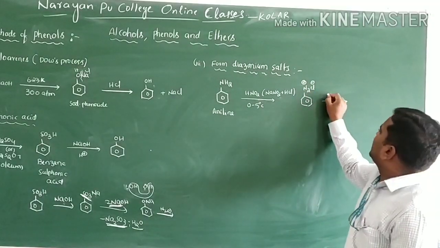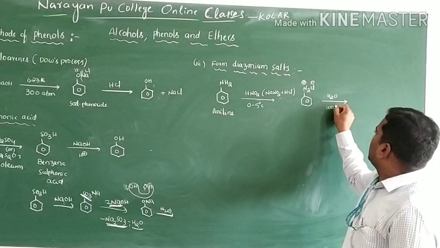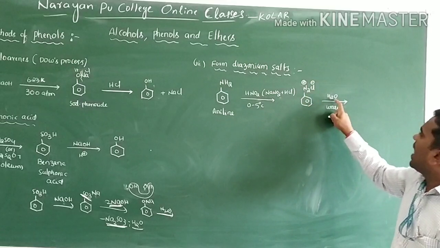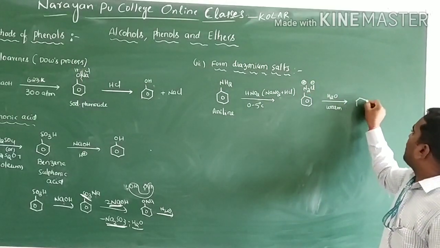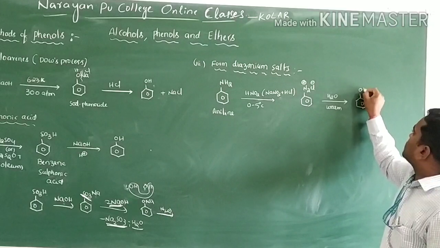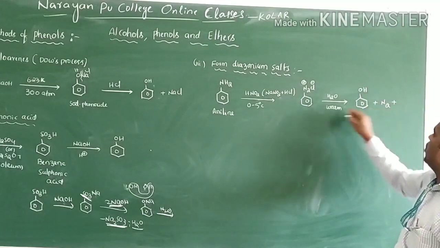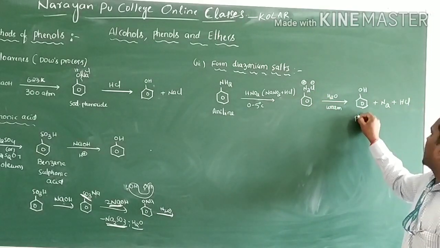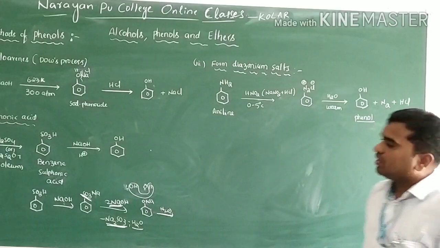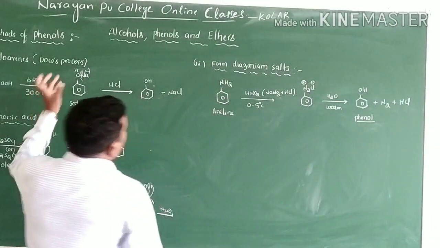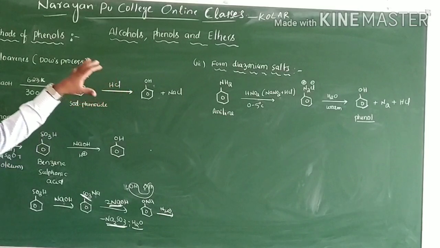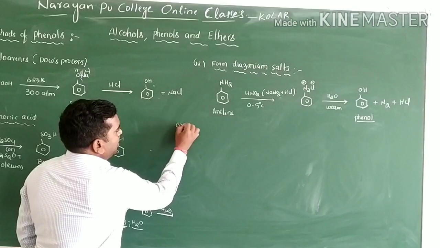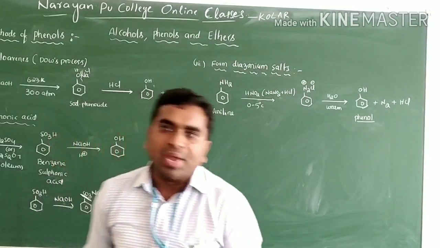Now treat this one with warm water. Then what will happen? N2 is a very good leaving group, and OH will be added here. N2 is substituted by OH and N2 will be removed, and with OH one H will be left, and together with Cl you will get HCl. You get phenol here. This is the third method of preparing phenols, from diazonium salts.